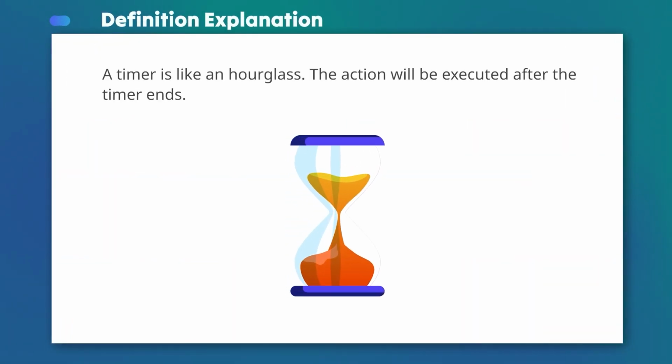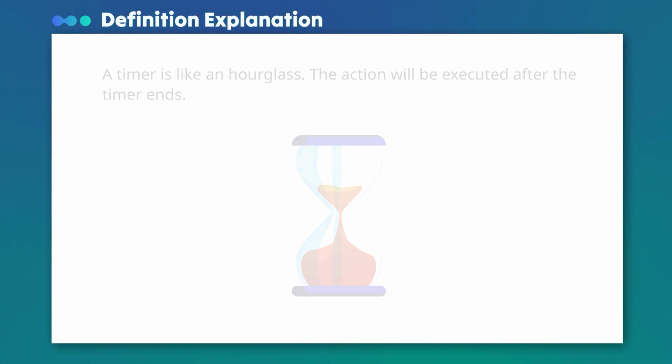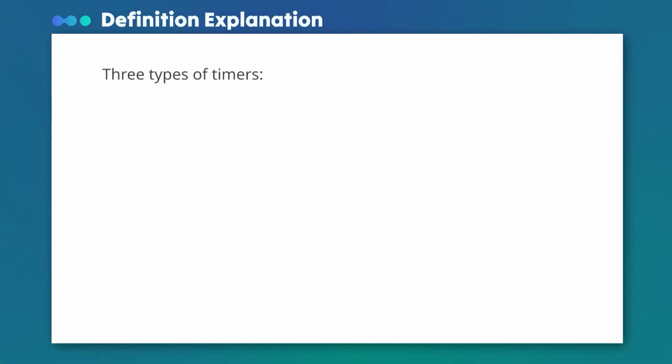A timer is like an hourglass. The action will be executed after the timer ends. We can use timers to set game logic related to time. In CliCli, there are three types of timers.